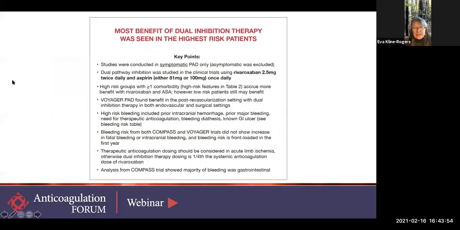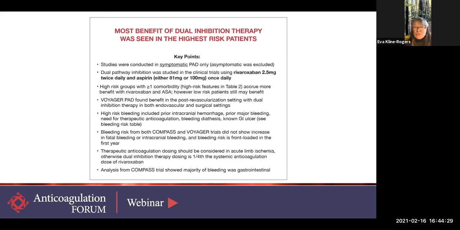Next slide. Similarly, the key points are also on the first page of the rapid resource. I know we presented a lot of data today, and I thought the panelists did a great job using the evidence to support how each of our complex patients were treated. When you think about this, I'm always thinking key points when I'm seeing patients in clinic. First of all, studies were conducted on symptomatic PAD patients, so all asymptomatic patients were excluded.